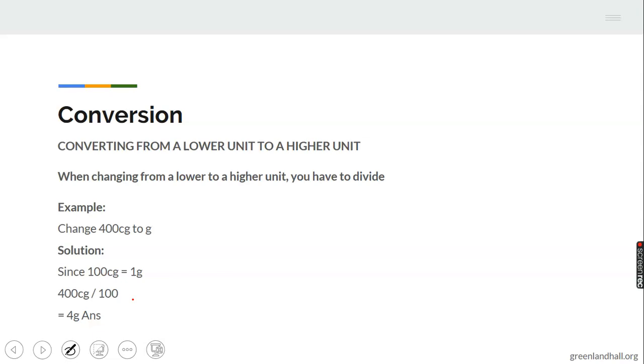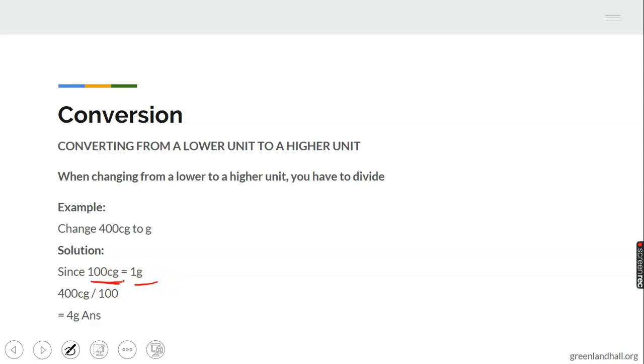Now we want to change from a lower unit to a higher unit. What do we do? We divide. Of course, the lower is always very big, so to get to the higher unit, you have to divide it. So see what we have here. Change 400 centigram to gram. And of course, 100 centigram is what? 1 gram.